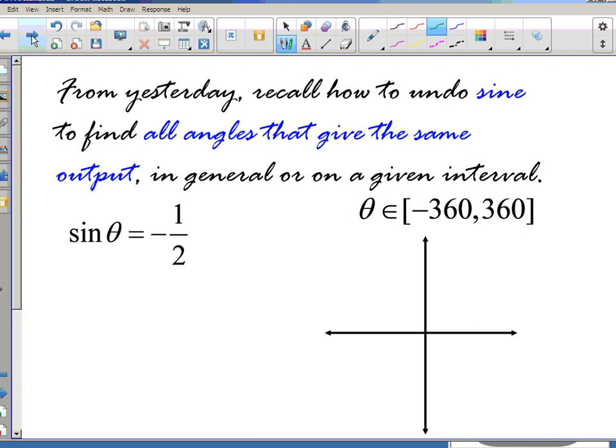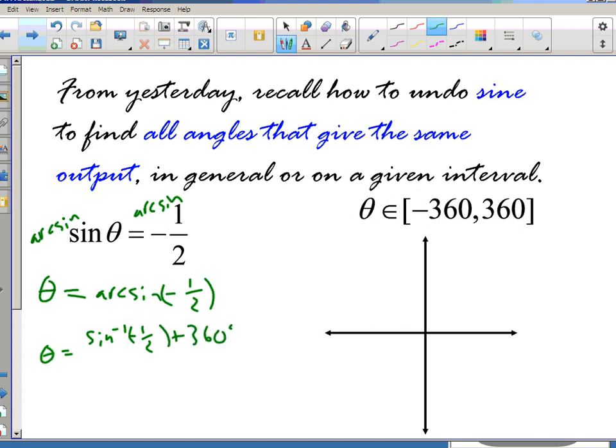Remember, sine's formula has a slightly different format than cosine, so it's good to get some exposure to this. We undo sine with arcsine. If we do it to one side, we do it to the other, and we get theta equals the arcsine of negative 1/2. The question here is, where is sine negative? Our equation is going to look like the inverse sine of negative 1/2 plus 360n, and 180 minus the inverse sine of negative 1/2 plus 360n. So there are two pieces to this.